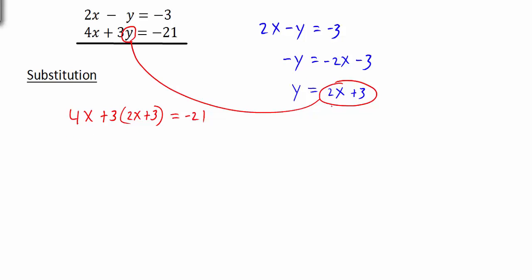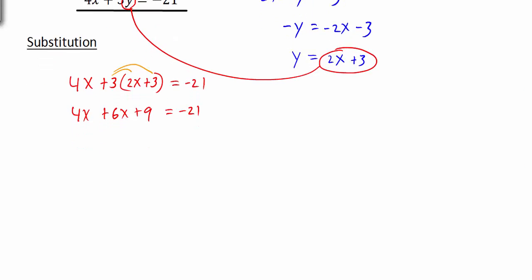The idea of using substitution is we eliminate one of the variables. So now we can solve the equation for x. We would have 4x plus, distribute the 3. So then we would have 6x. And 3 times 3 is 9 equals a negative 21. And 4x and 6x will become 10x. We want to move the 9 to the other side, so we're going to subtract 9 from both sides of the equation. So we would have 10x equals negative 21 minus 9, which is a negative 30.